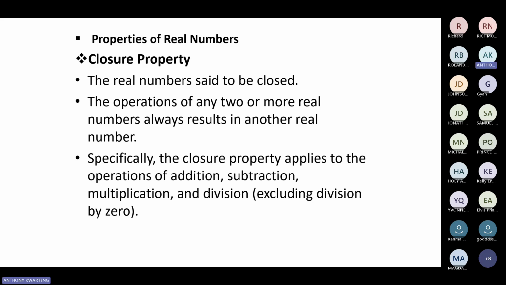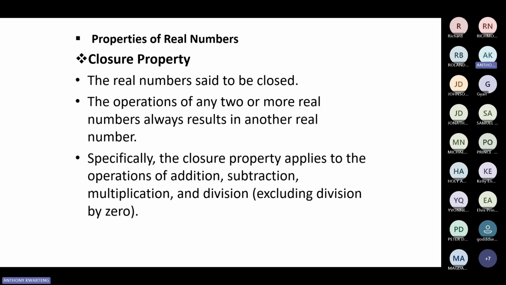It means that integers are closed, natural numbers are closed, and so on. Are you okay? Yes. Specifically, we have the closure property applied to the operations of addition, subtraction, multiplication, and division, excluding division by zero. You can't divide any number by zero, but you can divide zero by any number. Are you okay?